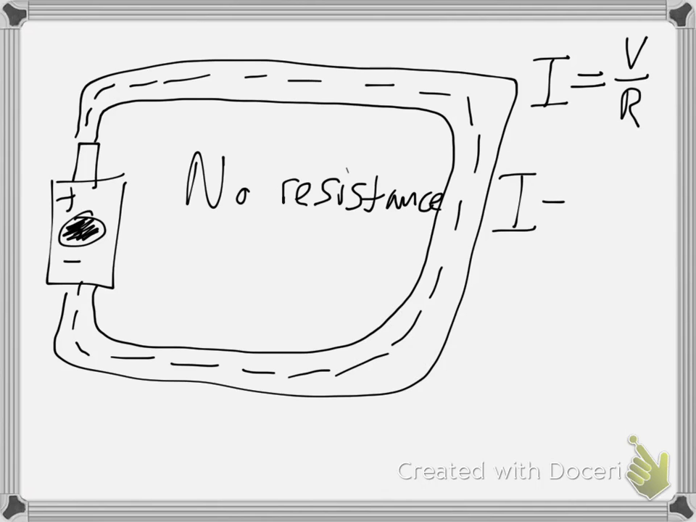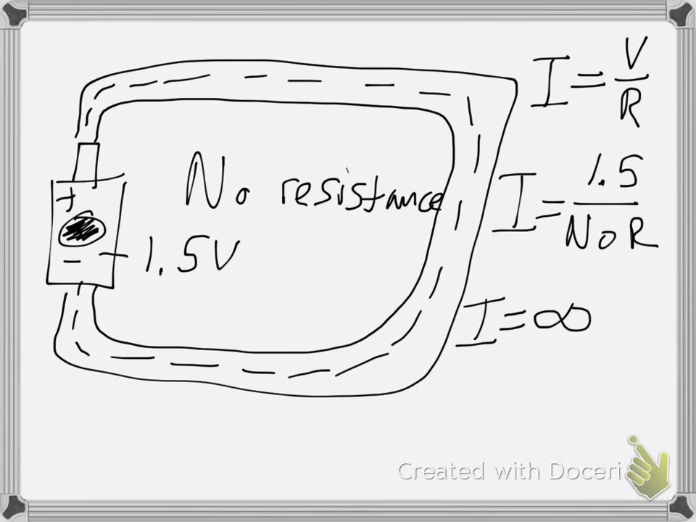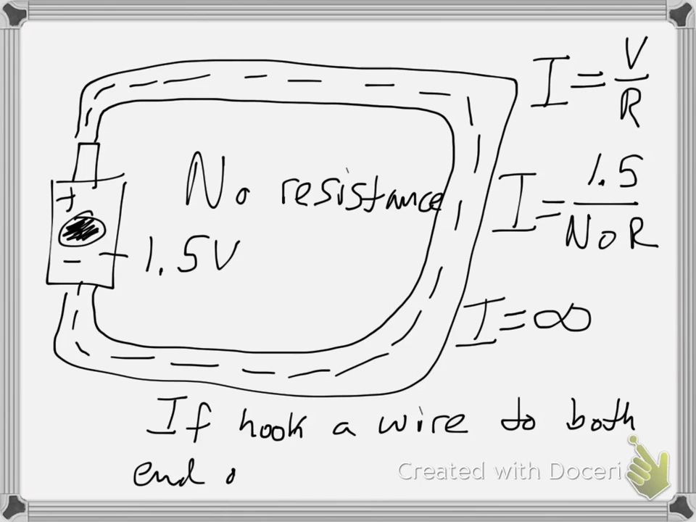So if I have a battery and say this is 1.5 volts divided by no resistance, then this is essentially an infinite amount of current. This is why if you just hook a wire to both ends of a battery, it gets hot very quickly, because there's no resistance to limit the amount of current flowing.